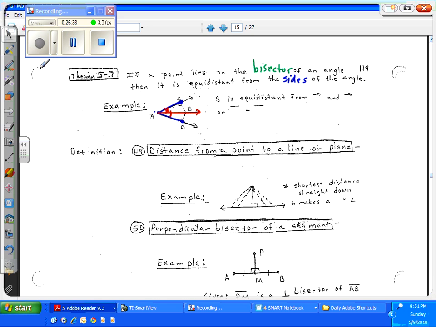This theorem says if a point lies on that, then it's equidistant from the sides. Now, remember the distance from a point to a line is the length of the perpendicular segment drawn from the point to the line. So any point that lies on the bisector of that angle would be equidistant from the sides, and distance meaning it hits it at 90 degrees of that angle. Okay?